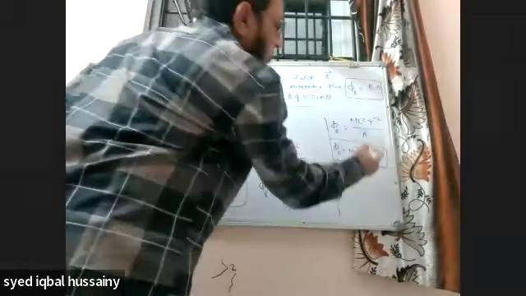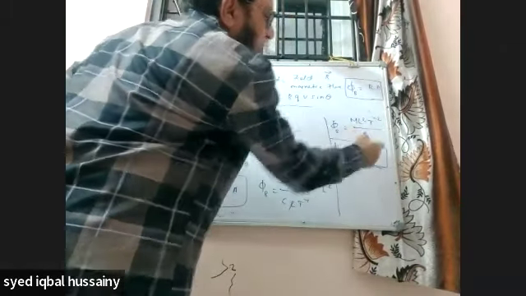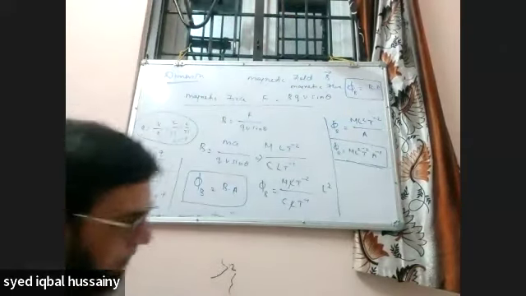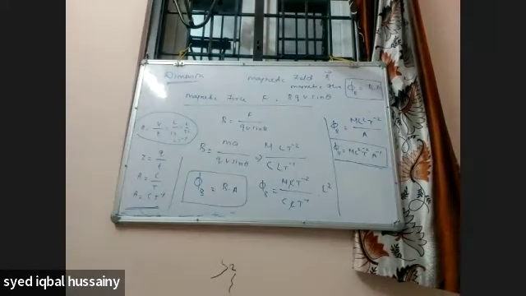ML square T power minus 2 A power minus 1. Step by step you copy, you will not forget. Only thing is, whatever you studied about dimensions in 11th standard, we are implementing that here.